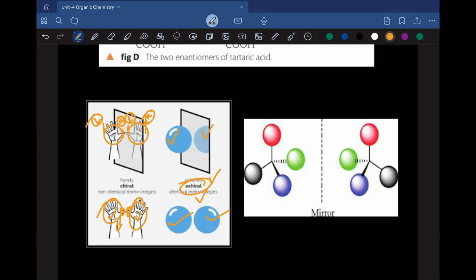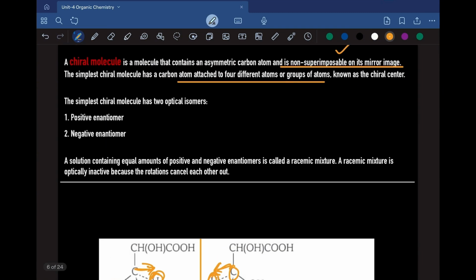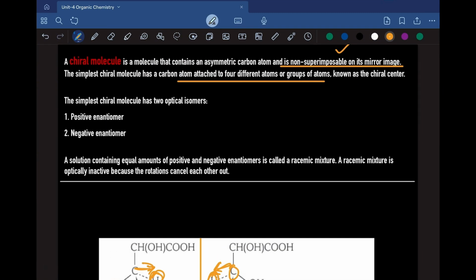Here in this mirror you can also see this green balloon was on the right hand side of all the balloons, but now this green balloon is on the left hand side of all the balloons. This is why they are non-superimposable. Now here this hydrogen atom was on the right hand side of the carbon. Now this hydrogen is on the left hand side of the carbon when we put them in the mirror. So this is how they are non-superimposable on its mirror image. And we will also learn about the chiral center as well. Don't worry guys, we'll also learn about the chiral center.